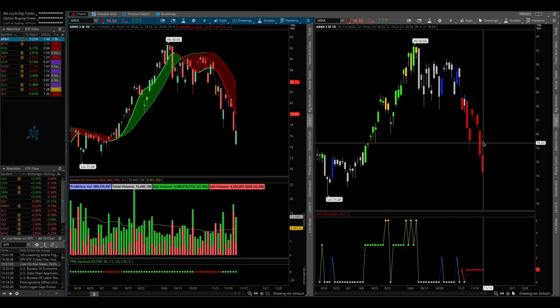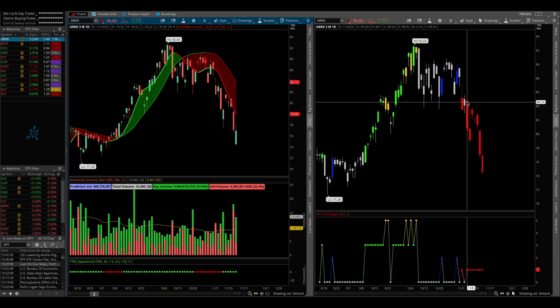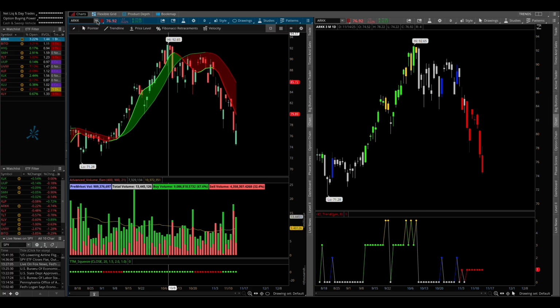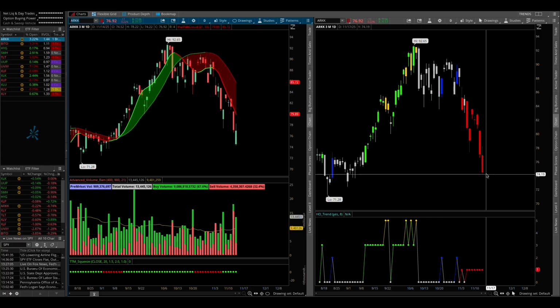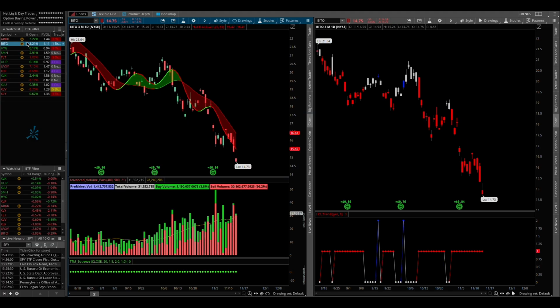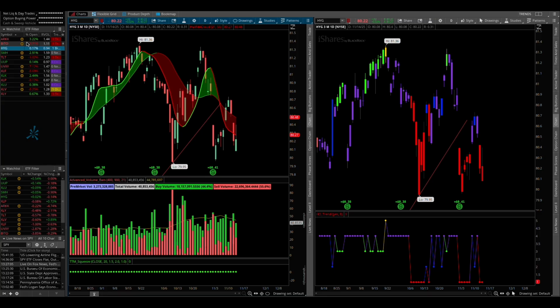Red means you're starting to move bearish. You can see ARC, which is the innovation ETF, has definitely gone into a downtrend. This is just a 3 month chart. Bitcoin has been in a downtrend for a very long time. High yield bonds, HYG, so the corporate bonds, have just been consolidating over the past 3 months. So there's been a couple of opportunities to either reverse a trade or go long out of the range.